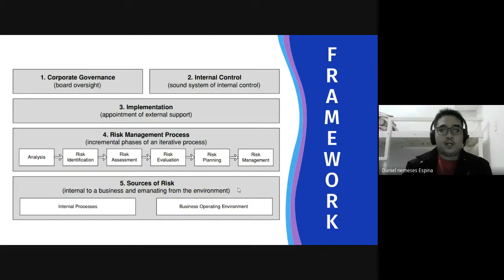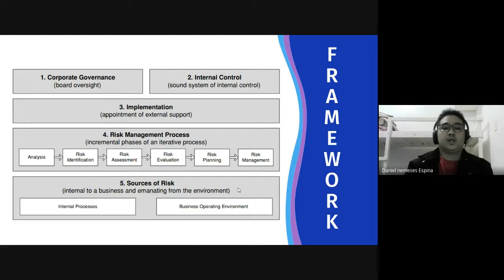So, now let's discuss the ERM framework. So, as mentioned, the board of directors has a role in the enterprise risk management. So, they are the oversight. So, they oversee the implementation of the ERM. And it will enhance the corporate governance. Second is to improve the internal control.